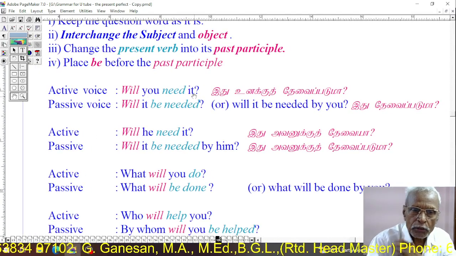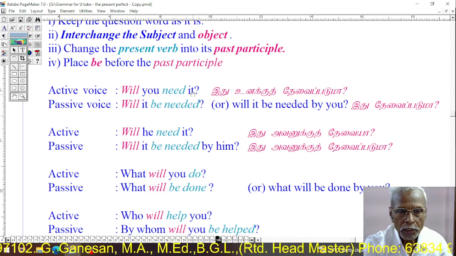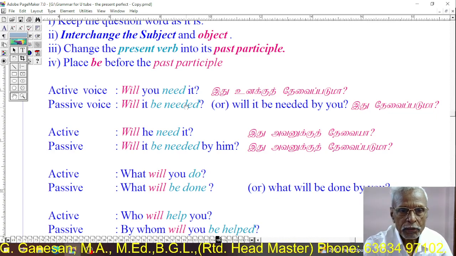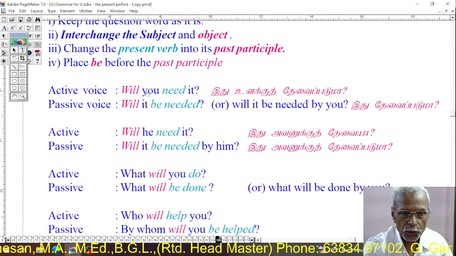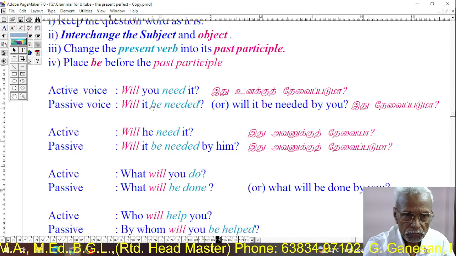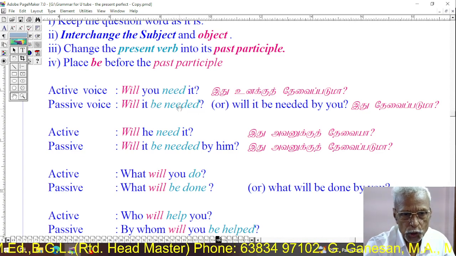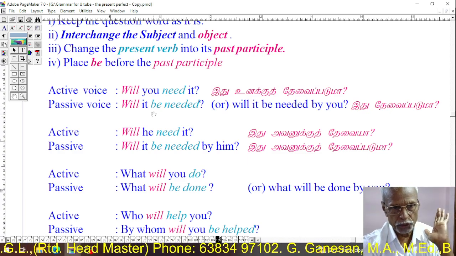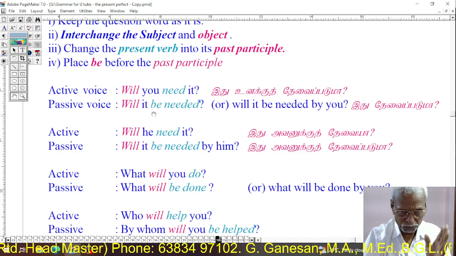Will you need it? Will it be needed? It is the subject, you become the object, by you. Need becomes needed, the past participle, and be has been placed before it. Will you need it? Will it be needed?